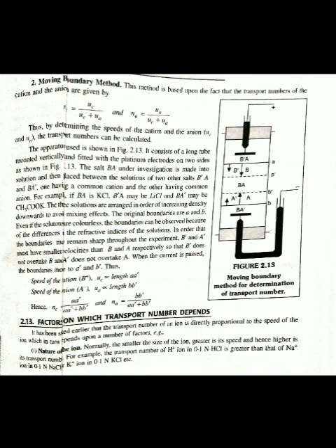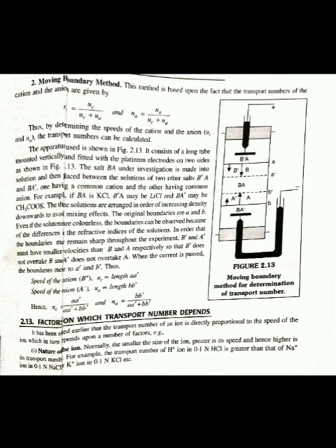The apparatus used is shown in figure 2.13. It consists of a long tube mounted vertically and fitted with platinum electrodes on two sides. The salt BA under investigation is made into solution and then placed between the solutions of two other salts, B'A and BA', one having a common cation and the other having a common anion. For example, if BA is KCl, B'A may be LiCl and BA' may be CH3COOK. The three solutions are arranged in order of increasing density downwards to avoid mixing effects.